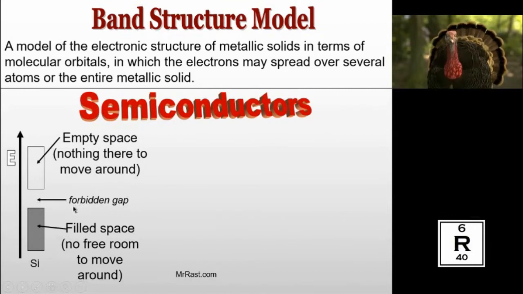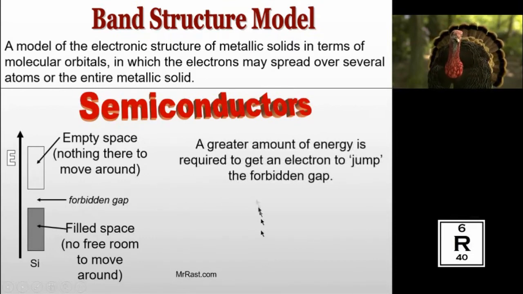It sounds terrifying, the forbidden gap. Maybe it could be a movie or something like that. The forbidden gap. So the electrons here cannot move. There's no empty space, and here there are no electrons, so there's no movement, and in between them we have this forbidden gap. A greater amount of energy is required to get an electron to jump the forbidden gap.